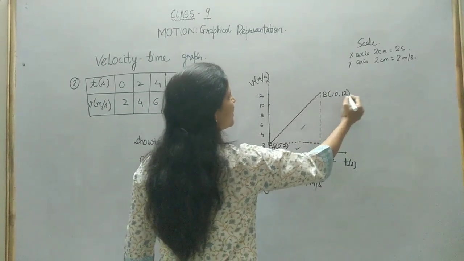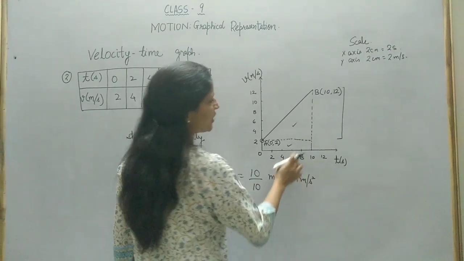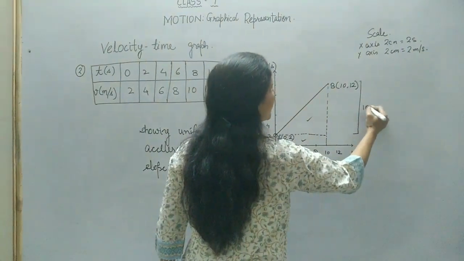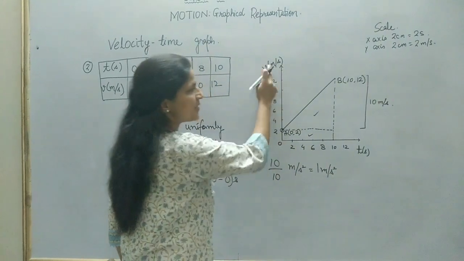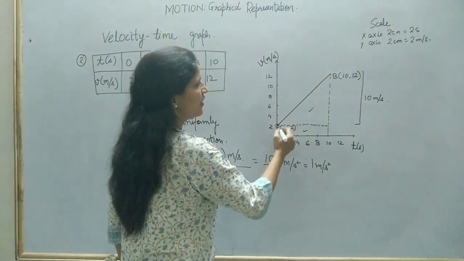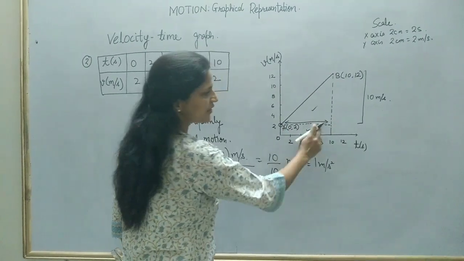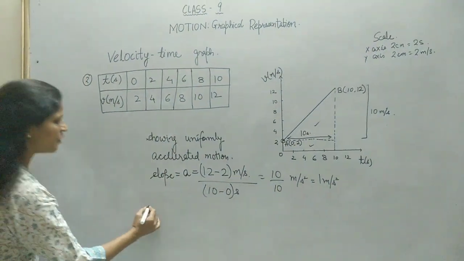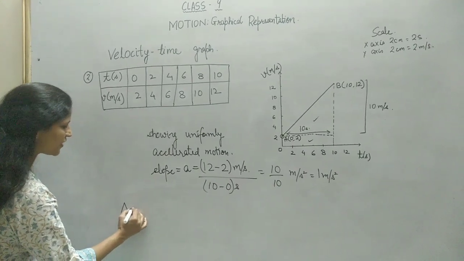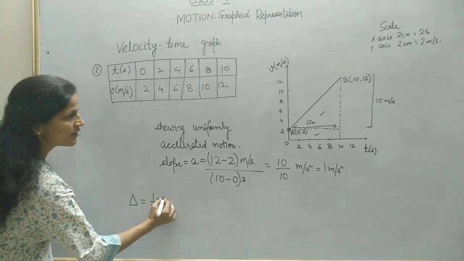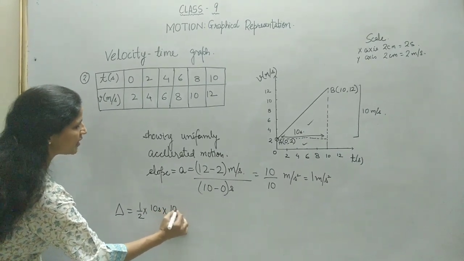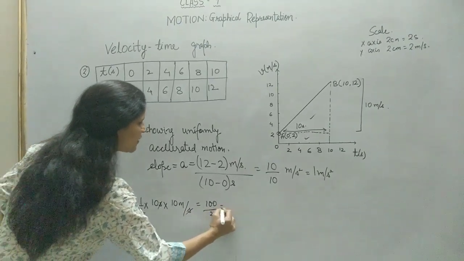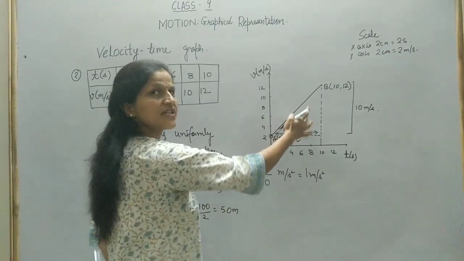So let us see, suppose I talk about this triangle. The height or altitude of this triangle goes from 2 to 12, so from 2 to 12 the height will be 10 meter per second, meter per second because the y coordinate is taken in meter per second. And the base of the triangle is 10 seconds. So the total area of the triangle is half into base into height, base is 10 seconds and height is 10 meter per second. So this gives us 100 upon 2, which is equal to 50 meters. This triangle gives us 50 meters.